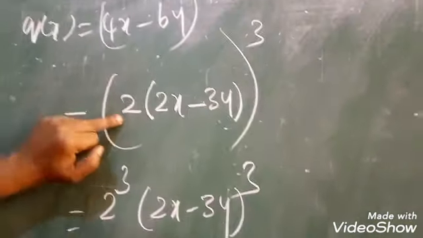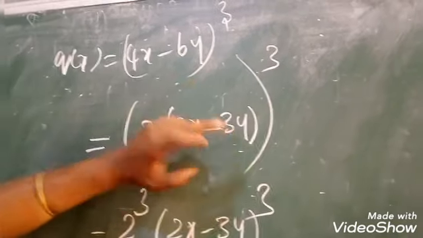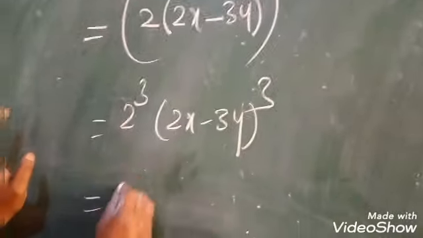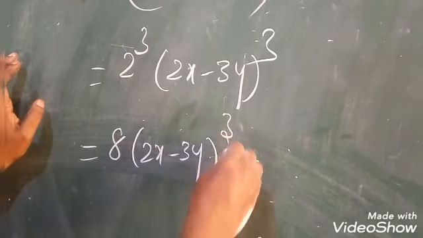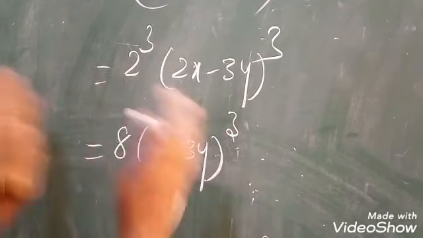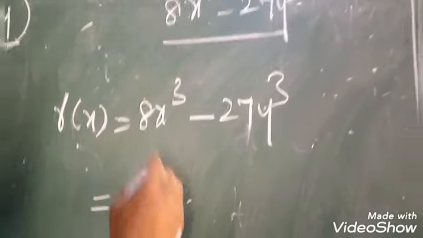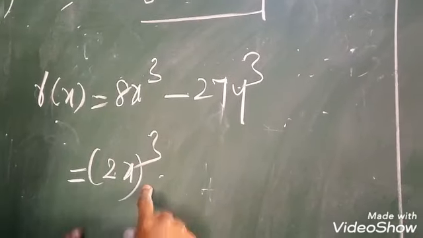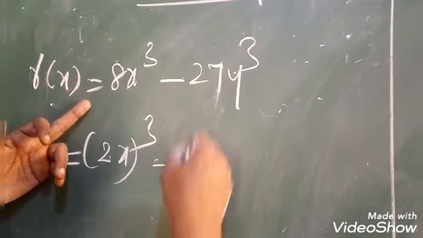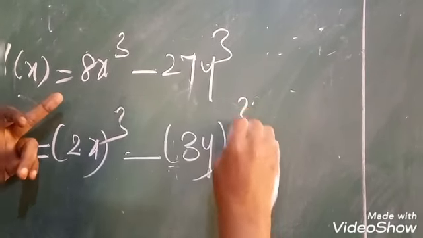So 2 is taken out, girls. The remaining term is 2x minus 3y the whole cube. So here 8 is 2x minus 3y the whole cube. This is called q of x. The last term is r of x I am taking. Here I am going to split it into the cubic form. Cubic form means 8 is considered as 2x the whole cube, 2x the whole cube is converted as 8x cube. That is same like 27y cube, how do you write? Yes, 3y the whole cube.